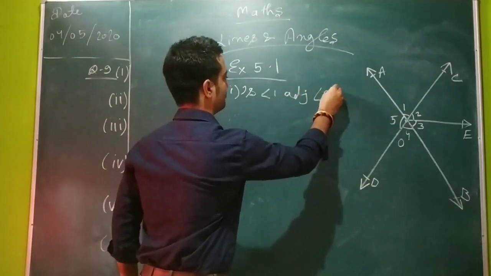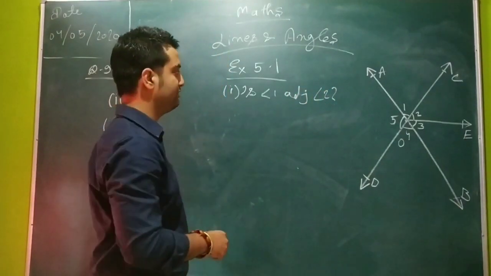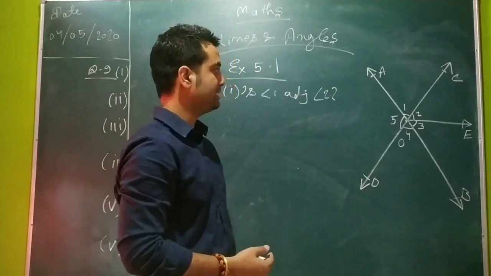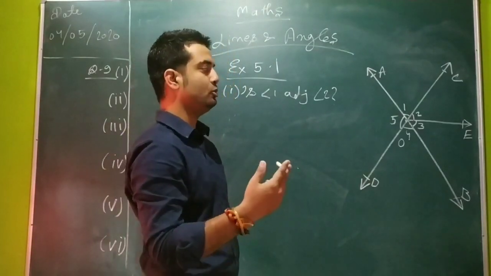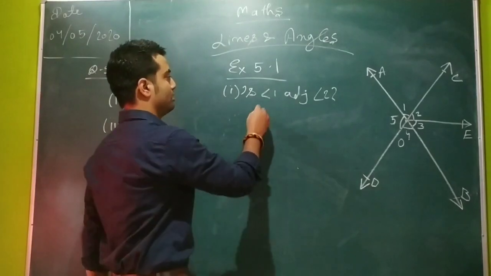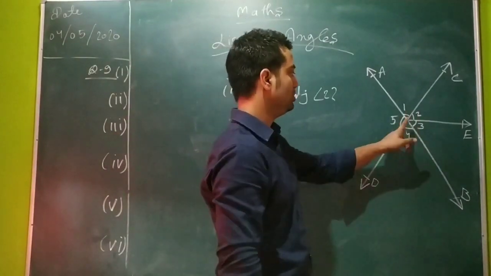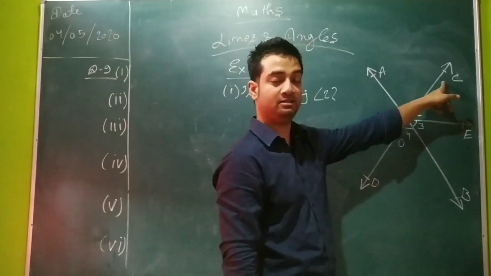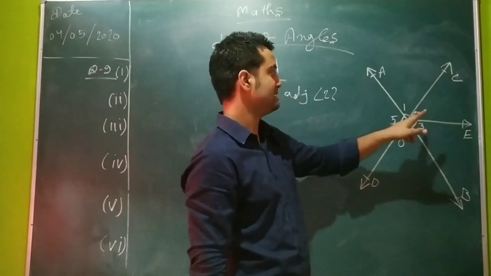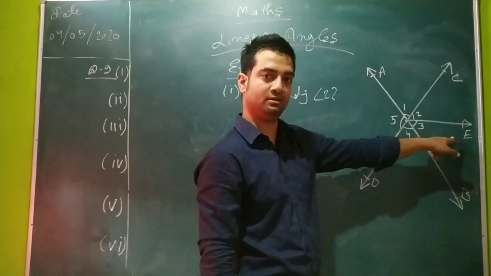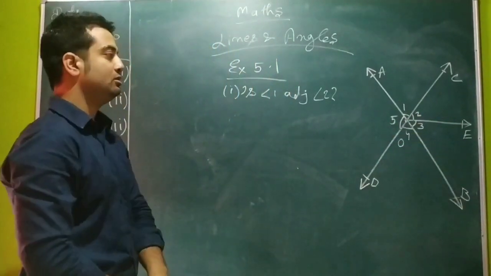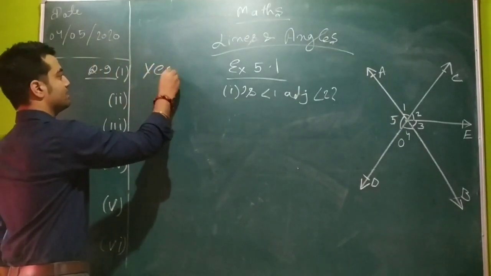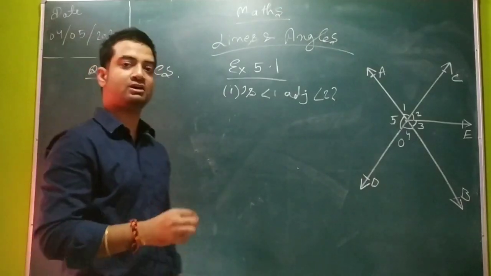adjacent to angle 2? When we look at the figure, angle 1 and angle 2 are named angle AOC and angle COE. Both have one common vertex O, both have one common arm OC, and their non-common arms, OA and OE, are on opposite sides. Since they follow all three criteria, yes, angle 1 is adjacent to angle 2.